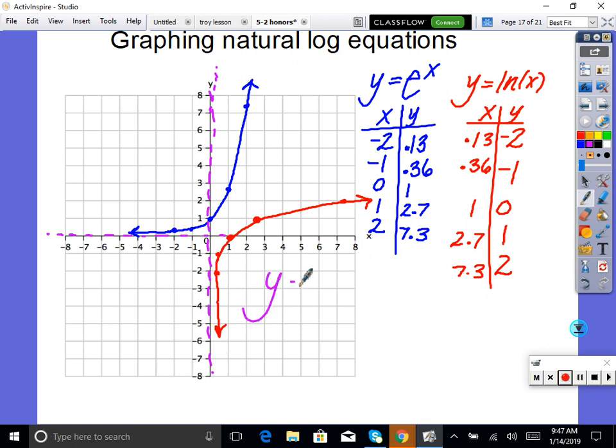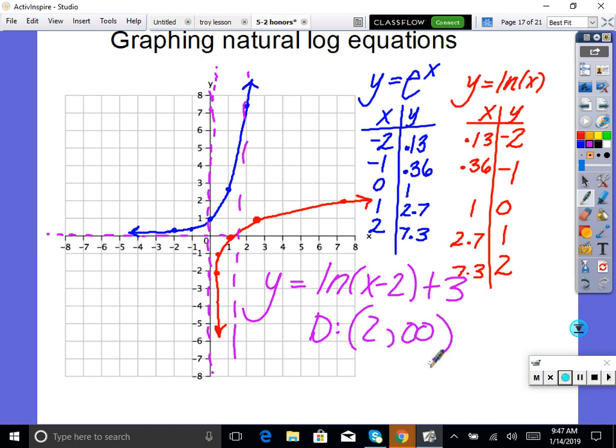This is more likely what you're going to see on the test. If I said y equals ln of x minus 2 plus 3, and I said find the domain, you don't have to graph it, what would you say the domain is? Good, it was shifted right 2, so now it's 2 to infinity. Does everybody see why? So our domain would be 2 to infinity, not including 2.